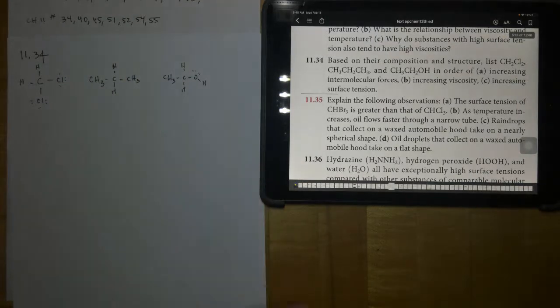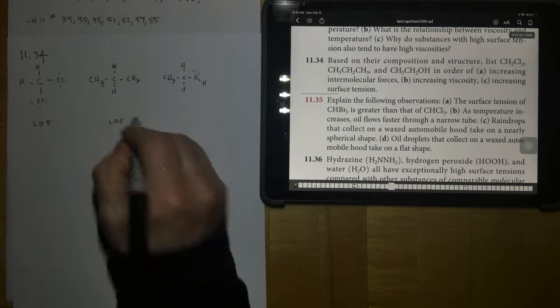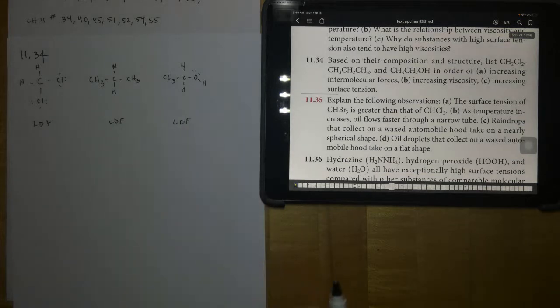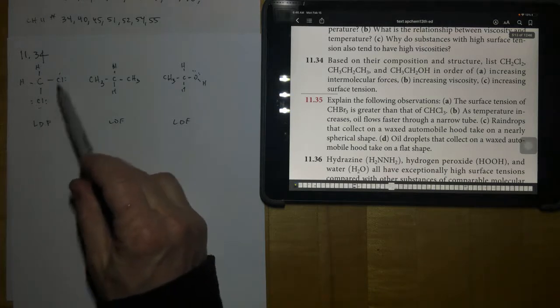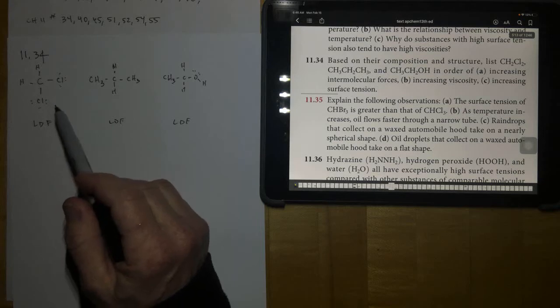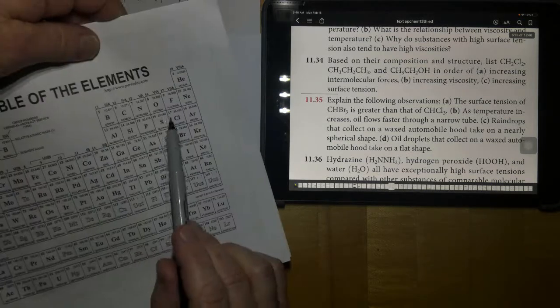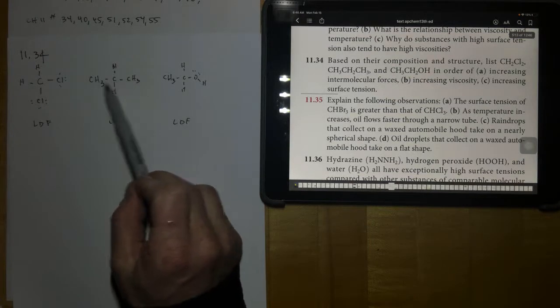And then identify the types of intermolecular forces that are inside of each one. Obviously, they all have London dispersion forces. London dispersion forces, remember, are just dependent on the number of electrons in the atom. And it looks like this guy's going to maybe have the most electrons because we've got chlorine in there. Chlorine's got 17 electrons in it. This has got an extra carbon, so it's going to be close.